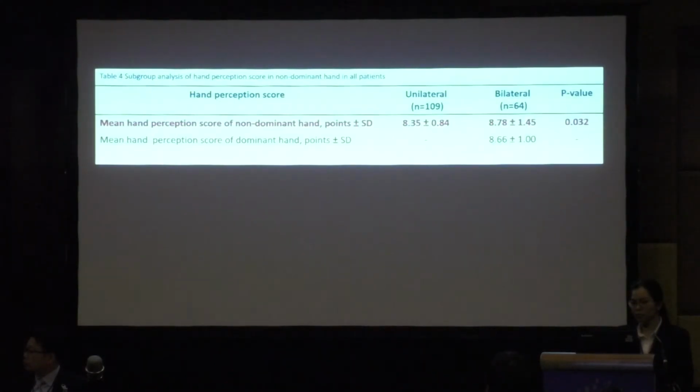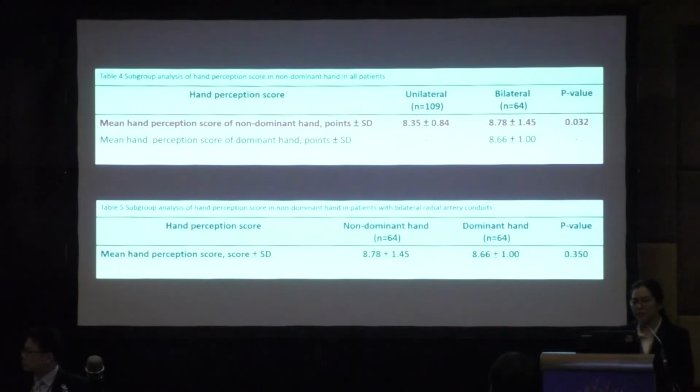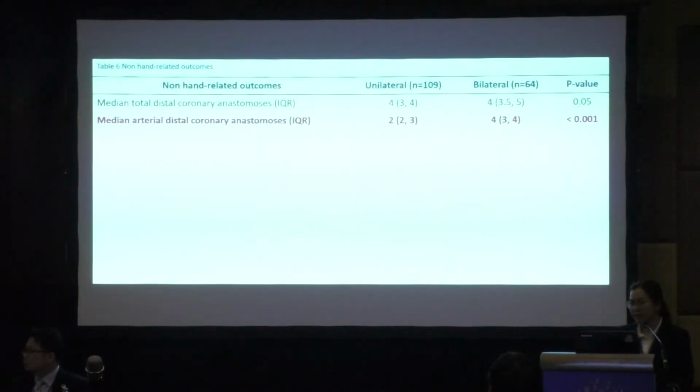For the hand perception score derived from the questionnaire, when compared only in the non-dominant hand between the two groups, the patients in the bilateral group had a higher hand perception score, with a mean of 8.7 versus 8.3 in the unilateral group, significantly. Subgroup analysis in the bilateral group showed no significant difference in hand perception score between dominant and non-dominant hand. For non-hand-related outcomes, the patients in the bilateral group had more arterial coronary anastomoses, which was 4 compared with 2 anastomoses in the unilateral group.